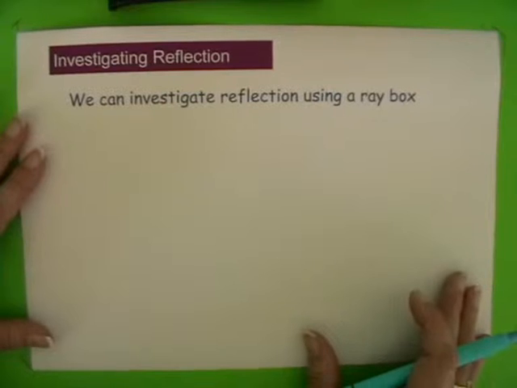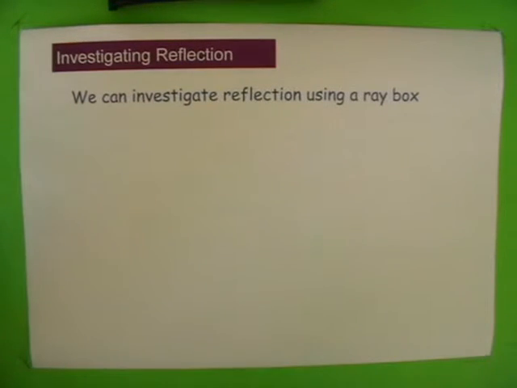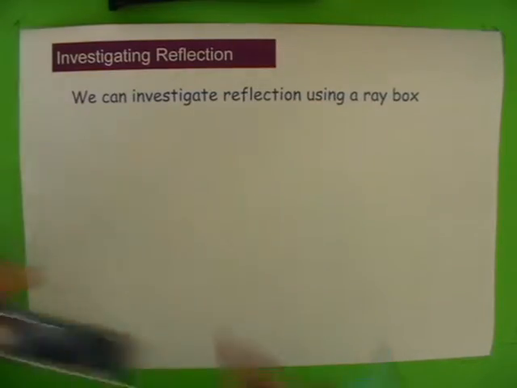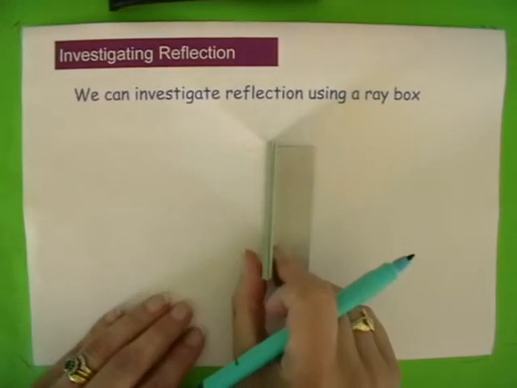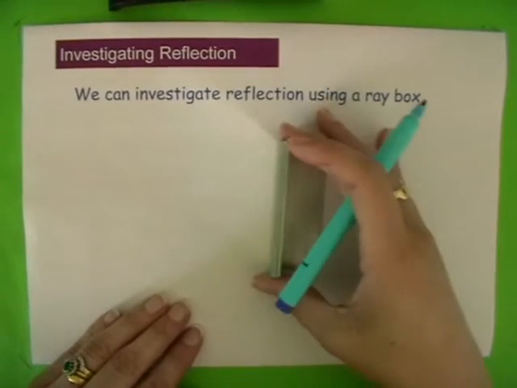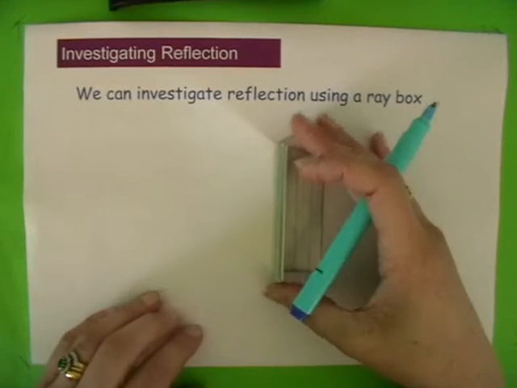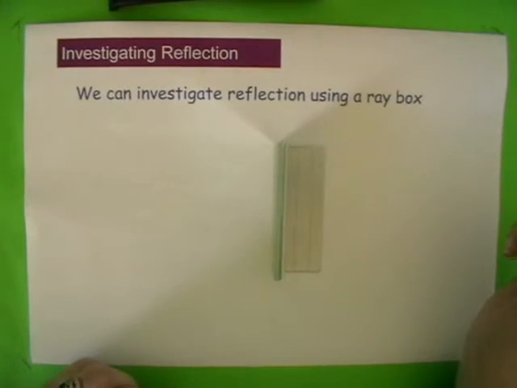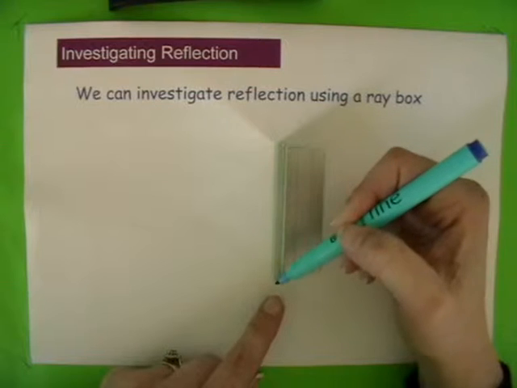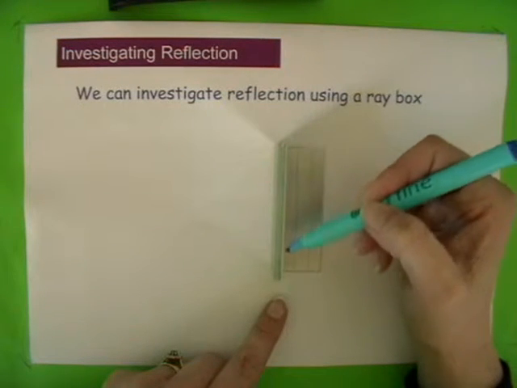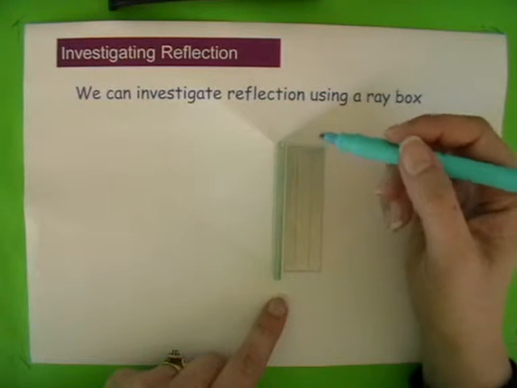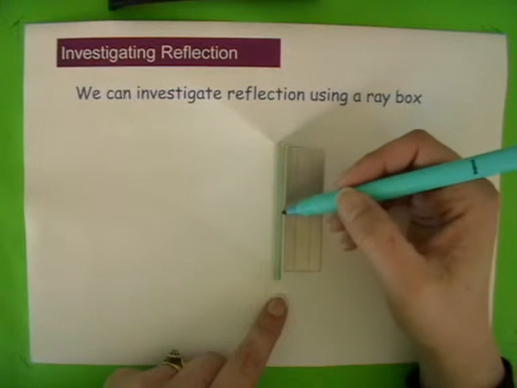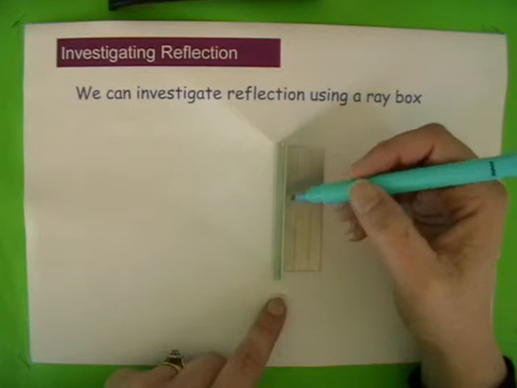We can investigate reflection using a ray box, and indeed in class you will have had lots of opportunities to do so. We initially start with the plane mirror, and when we place the plane mirror onto our white page, we must mark the point where reflection occurs. And if you can see clearly, this is the glass portion and it's backed onto a piece of aluminium to support it.